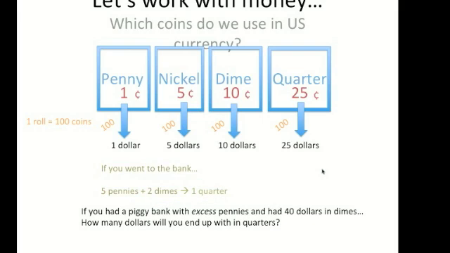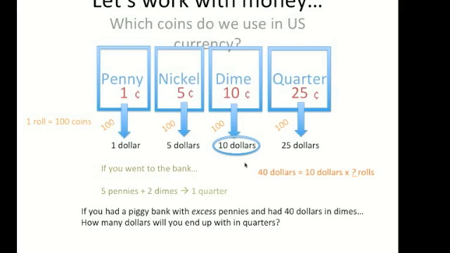Let's do another example. If I had a piggy bank with excess pennies, but I had $40 worth in dimes, how many dollars will I end up with in quarters? Let's start off with it. If I've got $40 in dimes, how many dimes must I have? That's kind of crazy. Let's think about it. Well, I know that if I've got 1 roll, I'm already up to $10, right? So really what I'm asking is, how many rolls do I need to have to get to $40?